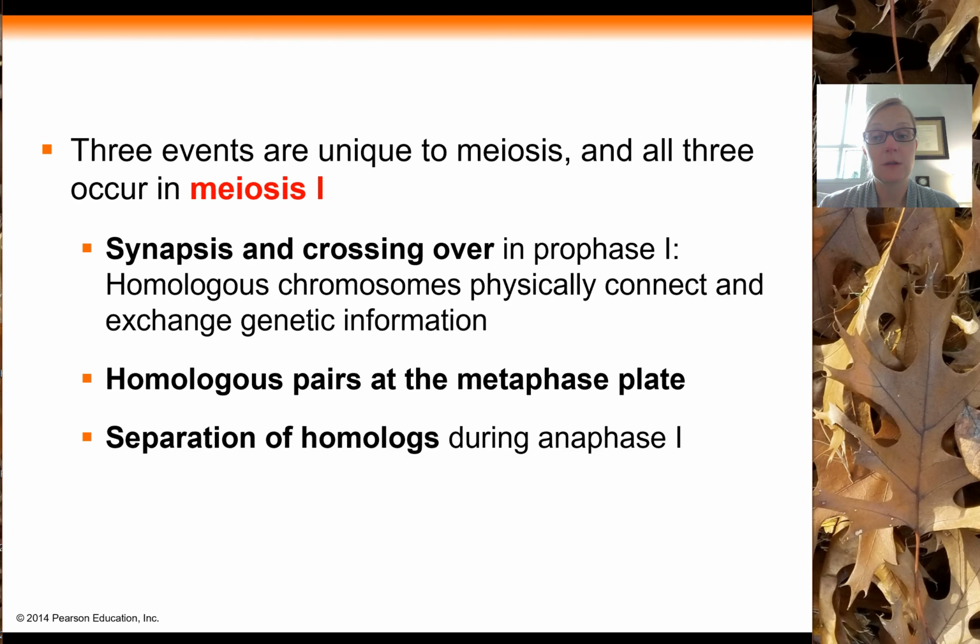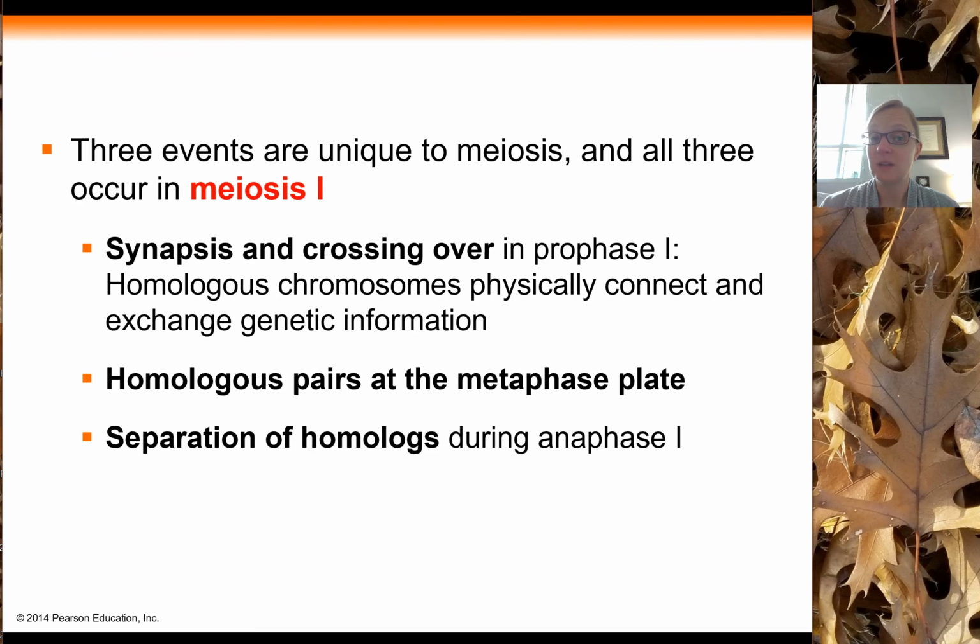All right, so let's review. There are 3 events that are unique to meiosis, and they all happen in meiosis 1, because remember, meiosis 2 is the same as mitosis. So here are the 3 things to remember from meiosis 1. First of all, in prophase 1, this is where synapsis and crossing over take place, the only place where they take place. Right? So crossing over allows the non-sister chromatids to exchange some of the DNA, mixing mom and dad's DNA onto the same chromosome.